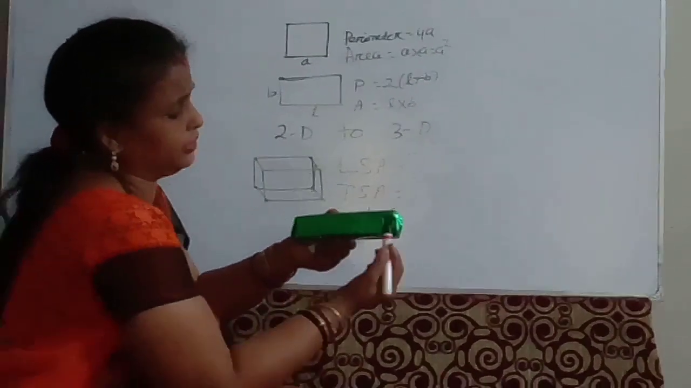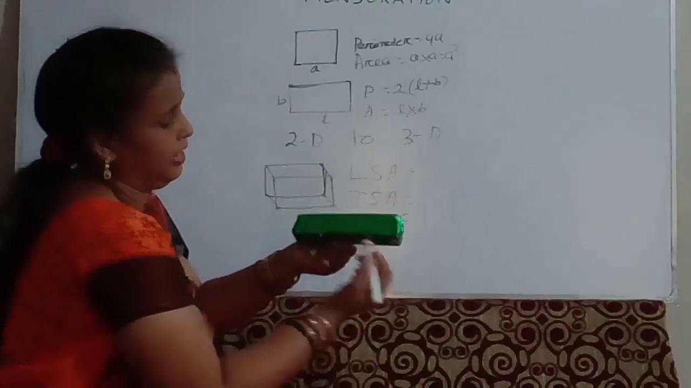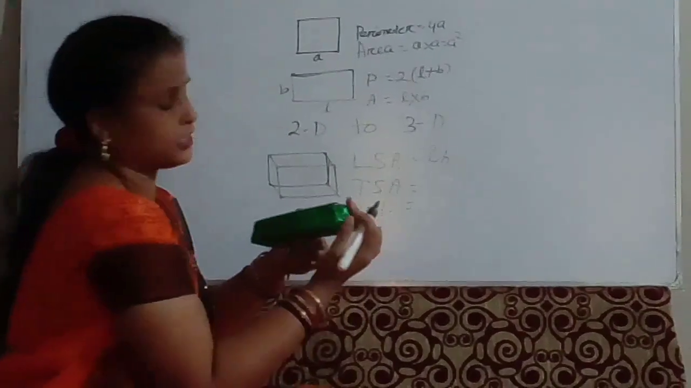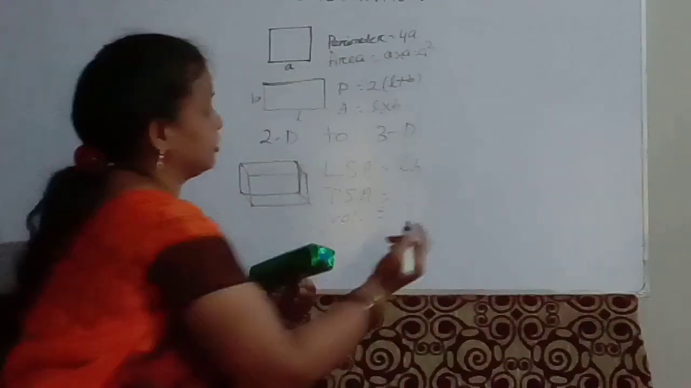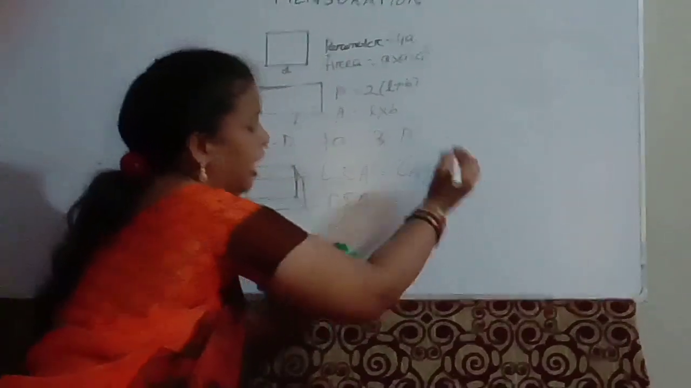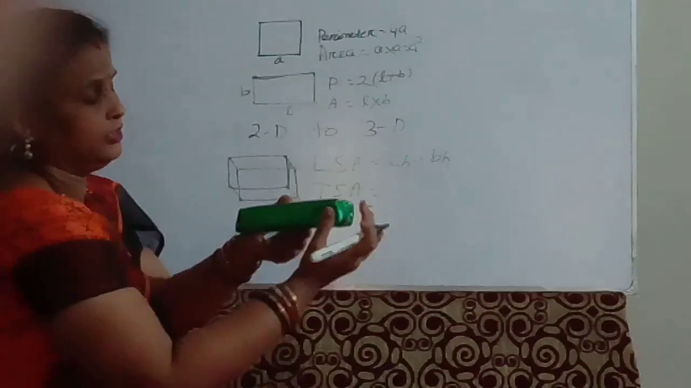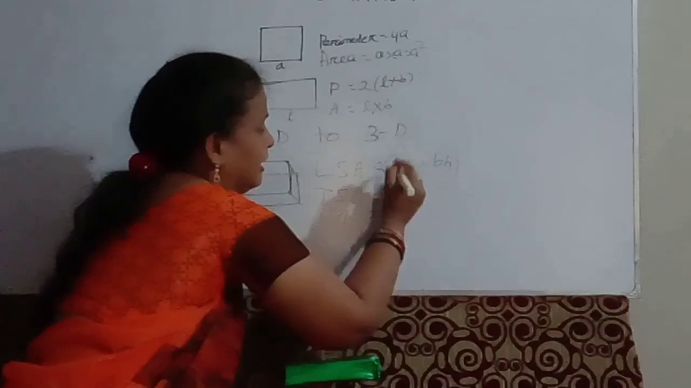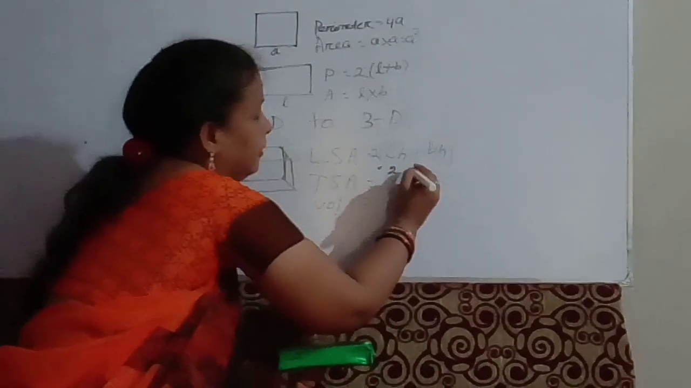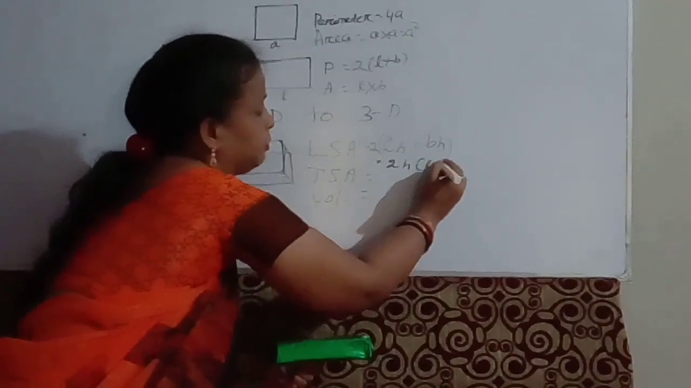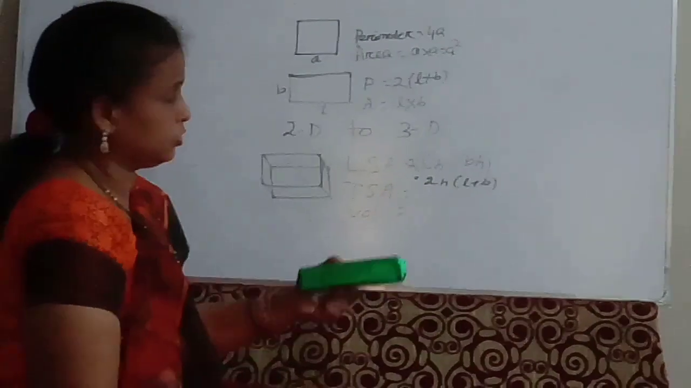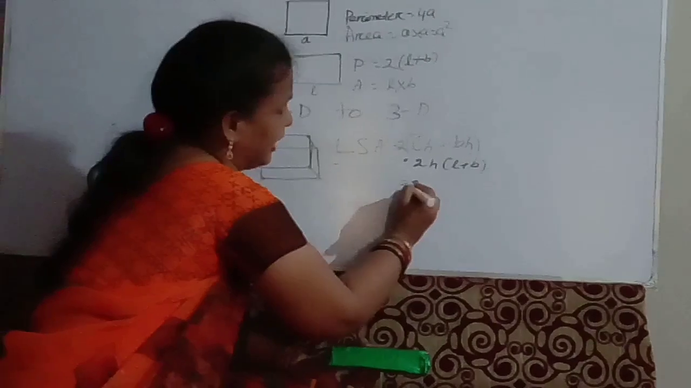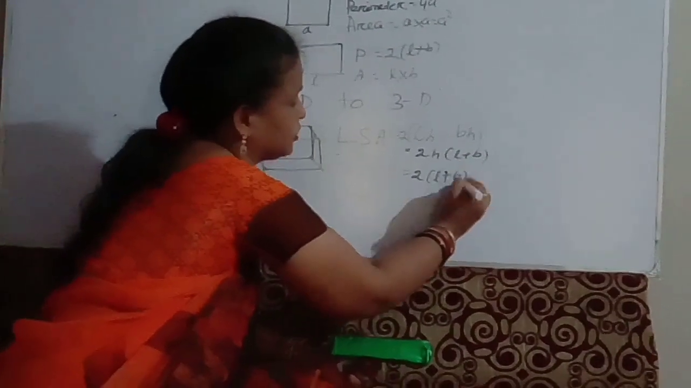Whenever you find this area, this is L and this is H, so first it is LH. The next side is B into H, so you can add BH. How many LHs? 1 and 2. This is BH, 2 times. So you can multiply by 2. That is 2 into H into L plus B. So this is the answer. The simplest way is 2H into L plus B, or I write it like 2 into L plus B into H.